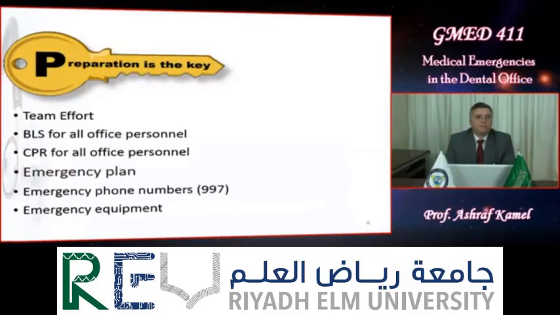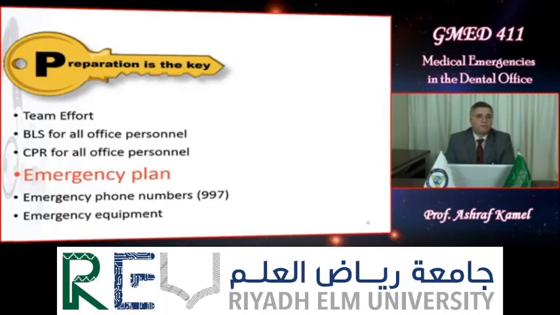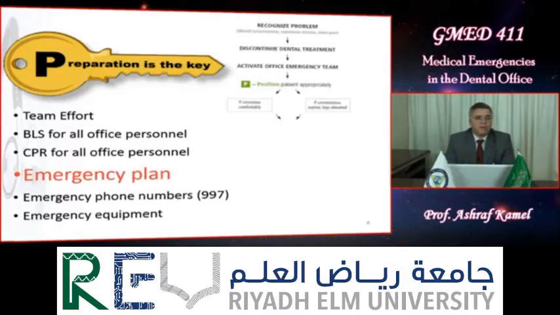Preparation is the key, and this is a team effort. BLS course for all the office personnel, CPR course certification for all office personnel, and you have to have an emergency plan. Everybody in the office should know and should be assigned a role in this emergency plan so that when an emergency happens, everybody knows what to do. Emergency phone numbers should be around. Emergency equipment should be there in the office.